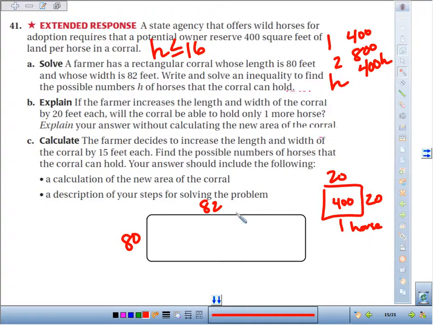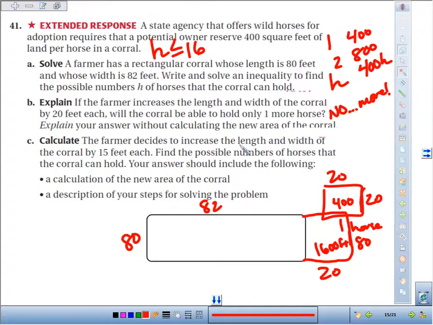Except when we look at our corral that this farmer has, if he adds 20 on, let's just say right there, he's adding 20 on to not another side of 20, but an entire side of 80. So without calculating the whole area of this new corral, by adding 20 to one side, 20 times this 80 that we already know this side is, that's an additional 1,600 square feet, which is much more than the 400 needed for just one horse. So will the corral be able to only hold one more horse? Nope. It's going to be able to hold a lot more.